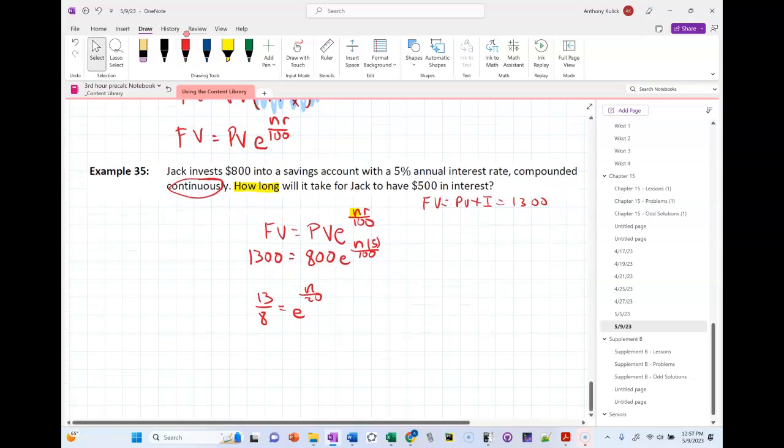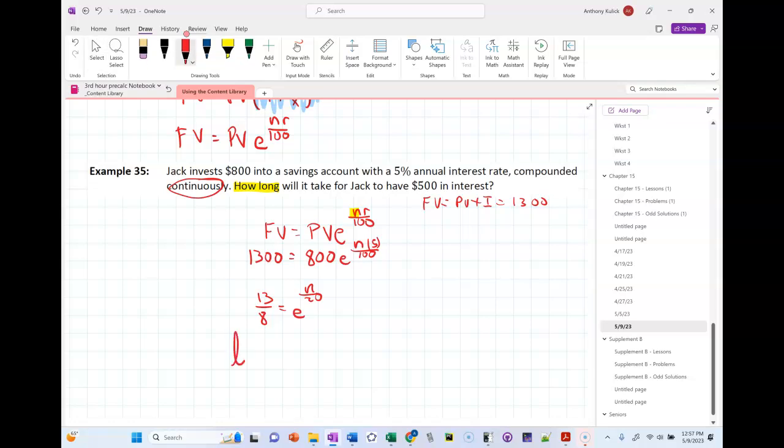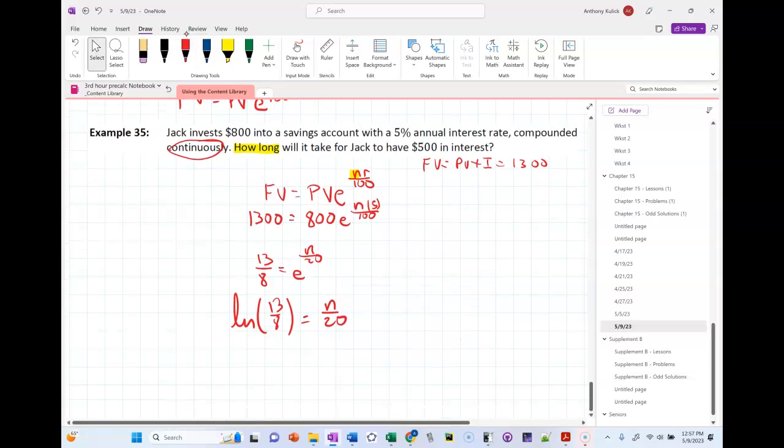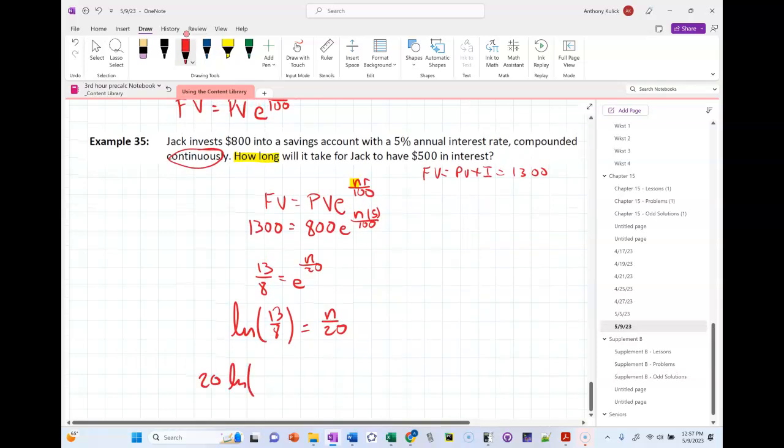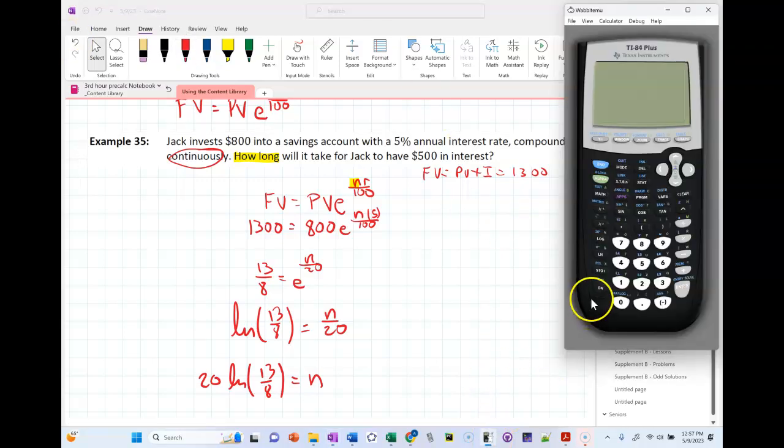Excellent. Yep. Remember, if we're solving for time in one of these compound interest formulas, whether it's finitely many compounds or continuous compounds, we're going to need to use a log. The log in this case we need is the natural log. And the last step would then be to multiply by 20. And I get about 9.71 years.